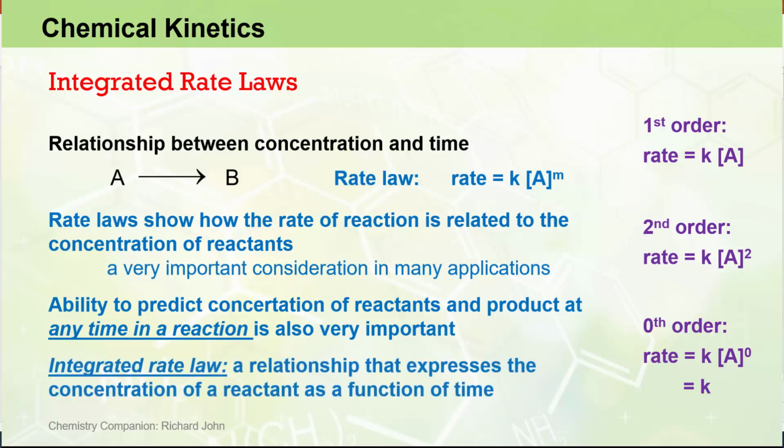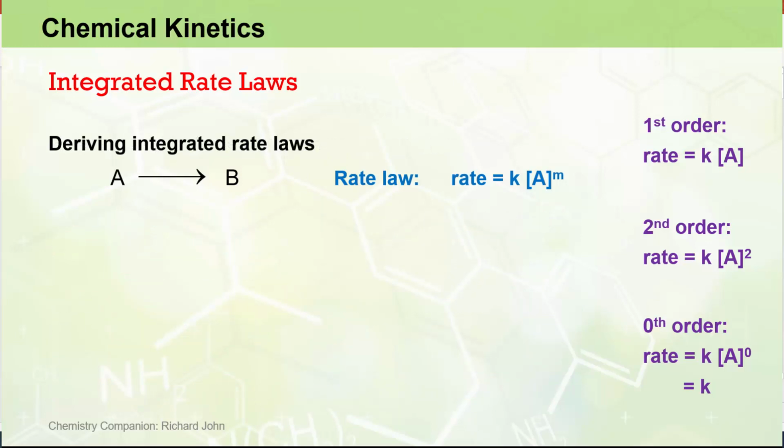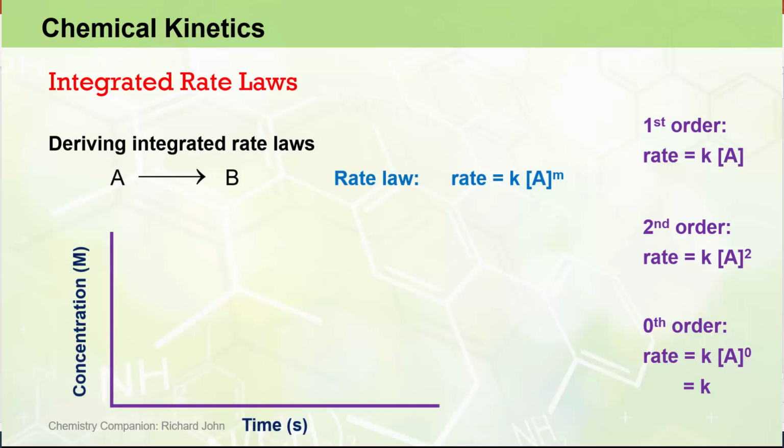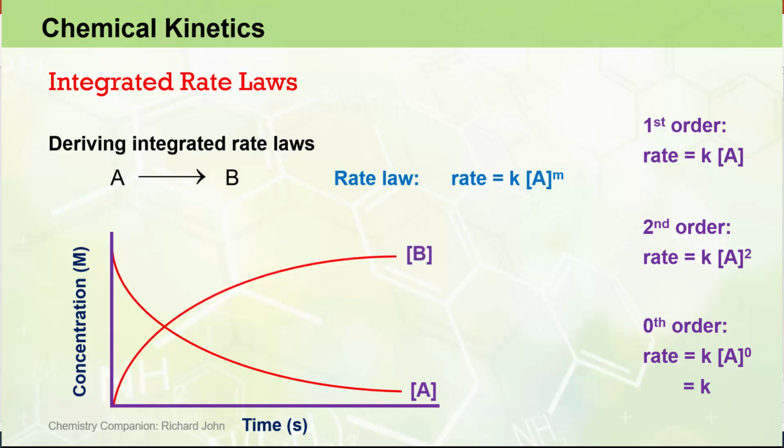An integrated rate law is a relationship that expresses the concentration of a reactant as a function of time as the reaction proceeds. Now, this reaction of A going to B implies that as the reaction proceeds, A is being consumed and B is being produced. And we can plot the course of this reaction using a concentration time plot where we see that as A is consumed, its concentration decreases with time, and as B is produced, its concentration increases with time.